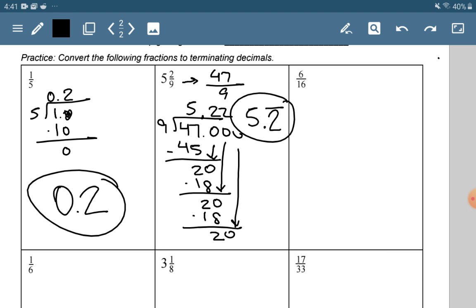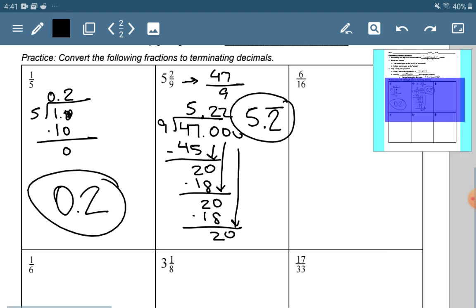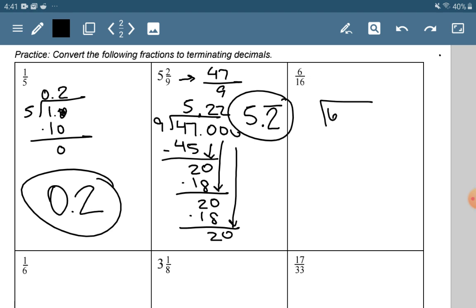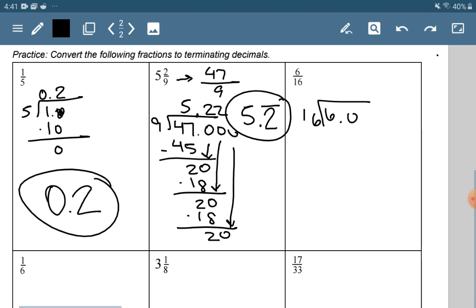Moving on to the next one, I have 6 over 16. 6 on the inside, 16 on the outside. I'm going to add a decimal and a 0 to keep going. 16 cannot go into 6. I'm going to say it goes in 0 times, but it can go into 60. You could round that 16 to either a 15 or a 20 to give you a good idea, but it is going to go in 3 times, and 16 times 3 is 48. When I subtract it, I get 12 left over. I'm going to add a 0 to bring down.